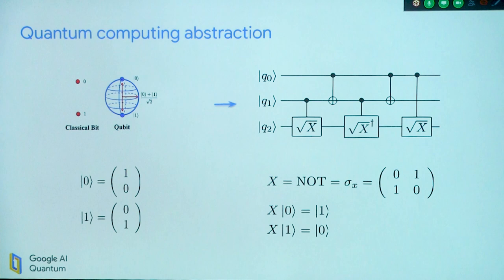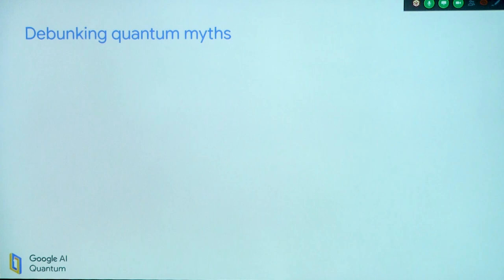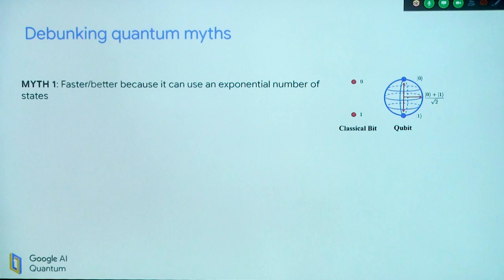So I think it's important that even after you've introduced the qubit, to talk a little bit about myths in quantum computing, because if you're trying to follow the field from the outside, you might have seen a lot of half-correct statements, or things that are a little bit misleading but somewhat true. And so one of the most popular ones is that quantum computers are faster or better because they can use an exponential number of states.